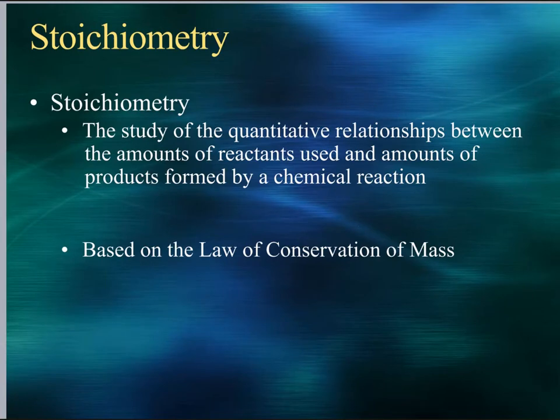Okay, so stoichiometry as a definition: the study of the quantitative relationships between the amounts of reactants used and amounts of products formed by a chemical reaction. So how much stuff do you use up in moles based on the coefficients in the balanced equation, and how much stuff can you produce based on those same numbers? It's based on the law of conservation of mass. However much we start with is how much we've got to end with, right? You guys remember that from earlier this semester. The mass we start with has to equal the mass we end with. That's the conservation of mass.